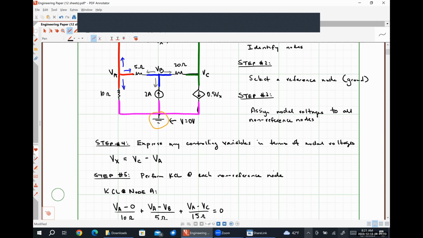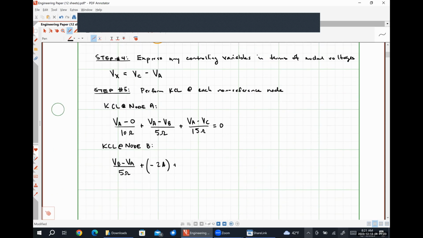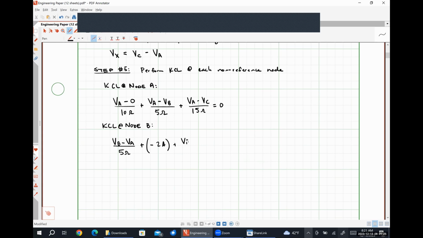Liam, tell me what current is flowing right through the 20 ohm resistor. Absolutely correct. All right, so we had 3 currents. We have 3 terms. Set them equal to 0. Move along to our next node.